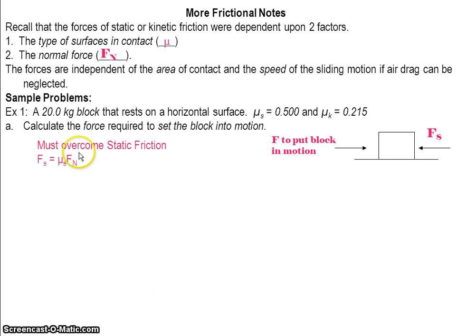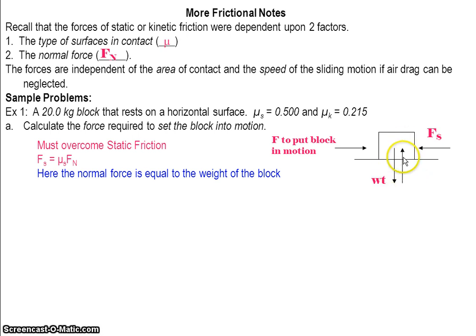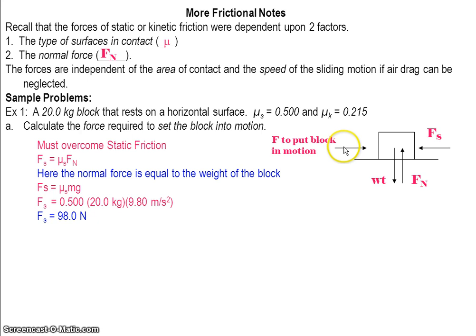Here's my equation. Again, I need to know the normal force. It's equal to the weight of the block because the net force is 0. So the normal force and the weight are equal. And so I can substitute for normal force is weight, which is mg. You can see that substitution there. And then I can just substitute my numbers and solve and get 98 newtons as my static friction. So therefore, I need to have 98 newtons of force to overcome that.